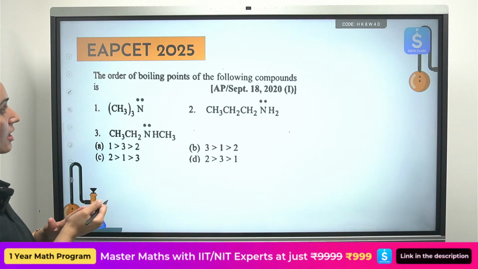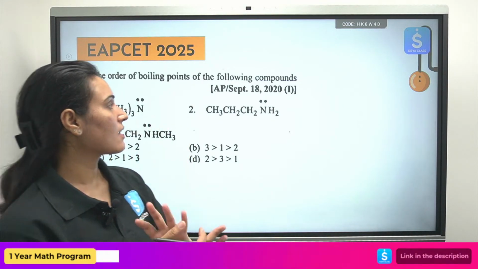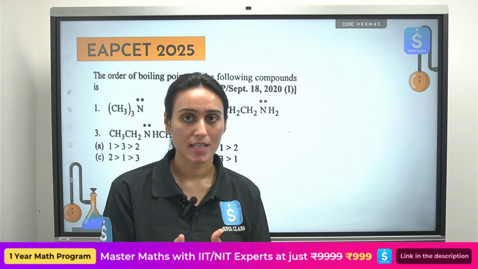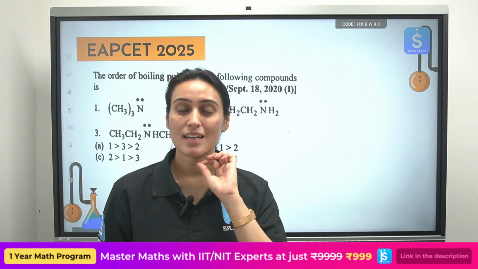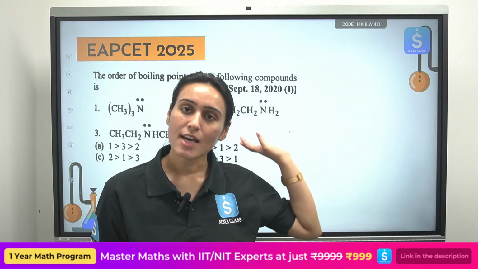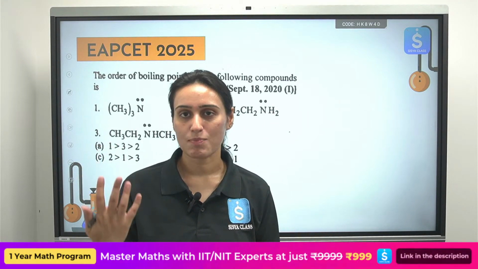The order of boiling point of the following compounds. We have done this before also. How do we compare the boiling points? By comparison of hydrogen bonding. If hydrogen bonding increases, boiling point will increase. We have done a similar question in which they gave you the name of amines. Now they have given you the formula. Great, good for us. We can identify the type of amine easily.